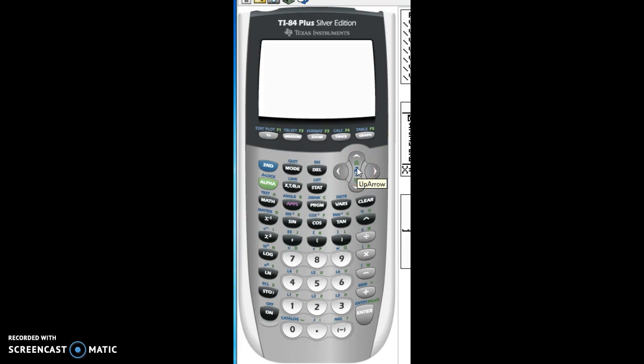So if you want to use your graphing calculator to help you graph a linear inequality, I'm going to show you how that's done. You still have to solve for y, or another way to think about that is you have to put it into y equals mx plus b form. Otherwise this calculator won't graph it for you.